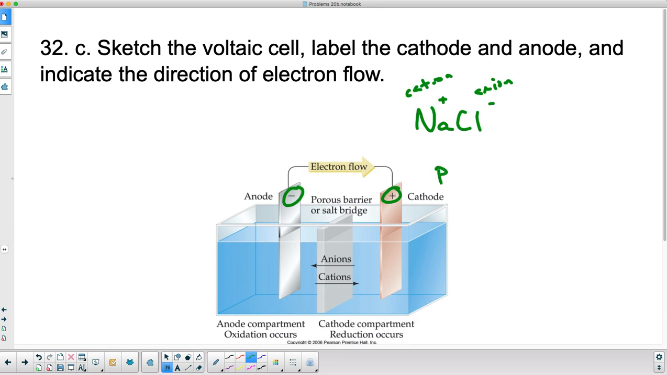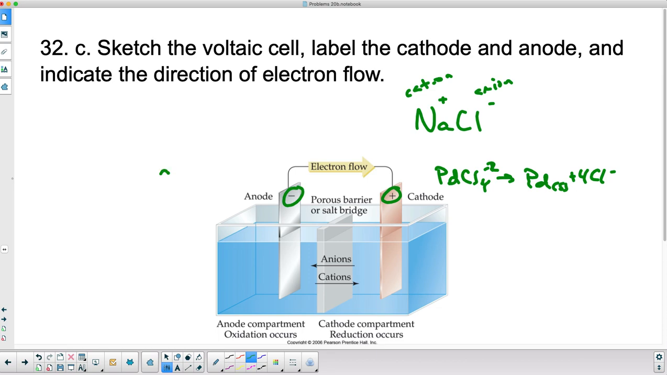So the reduction in this case was the PdCl4 with a minus 2 goes to Pd solid plus 4 Cl minuses. Okay, so this right here is the reduction. This is what's happening, the half reaction at the cathode.